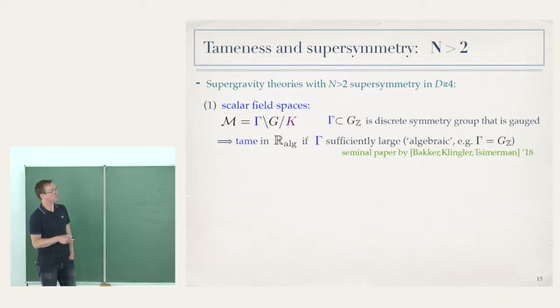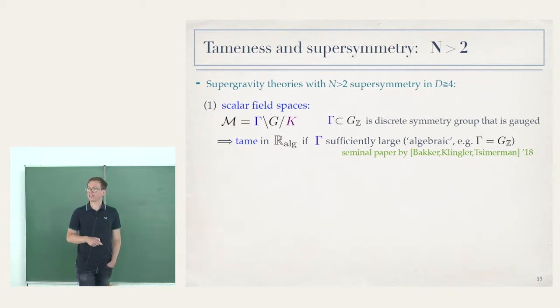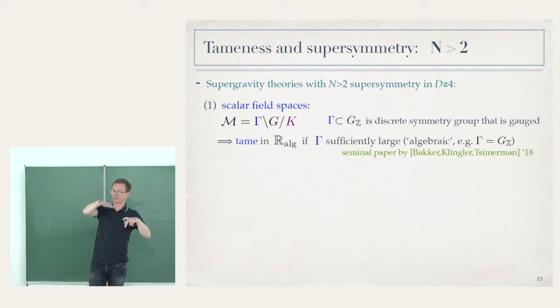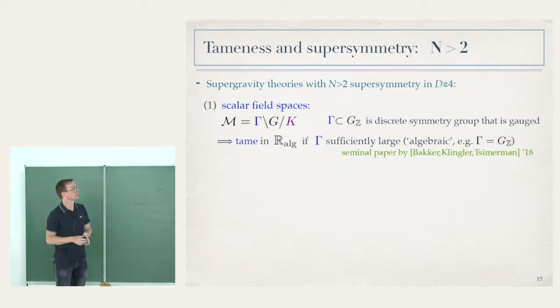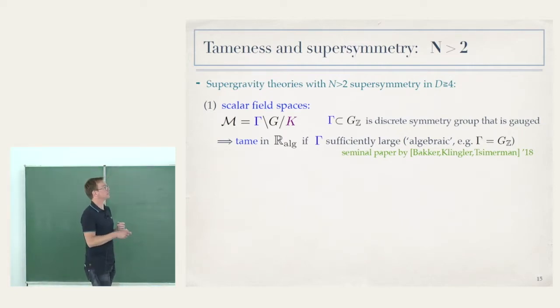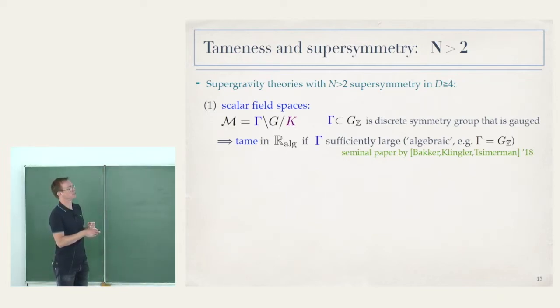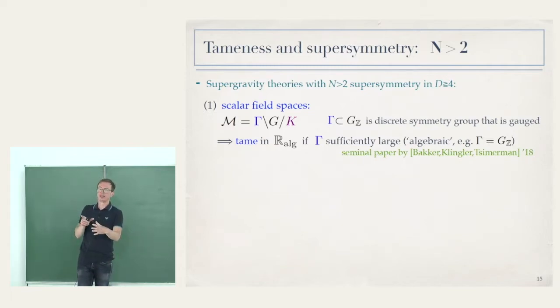In fact, it was recently shown in this seminal paper that these scalar field spaces actually admit a tame structure. So they are actually tame manifolds. What does that mean? That means that you can cover them by finitely many charts, okay? And that all the transition functions from one chart to the other are in fact tame functions. In fact, they are already tame in this structure R-alg, so in the polynomial structure. It's maybe not too surprising. So in higher supersymmetric theories, you don't have instanton corrections, you don't need the exponential function. So they are tame in this structure if this gamma, this discrete group, is sufficiently large. And this was shown in the seminal paper. In fact, they construct the charts explicitly, which are known as Siegel sets.